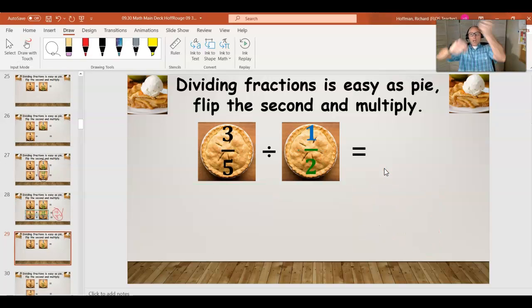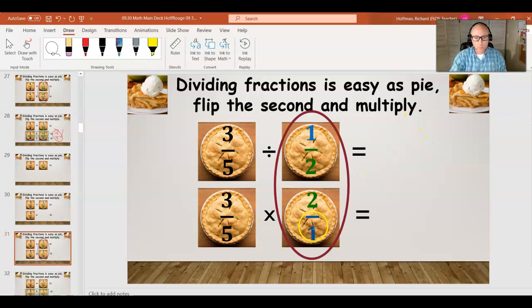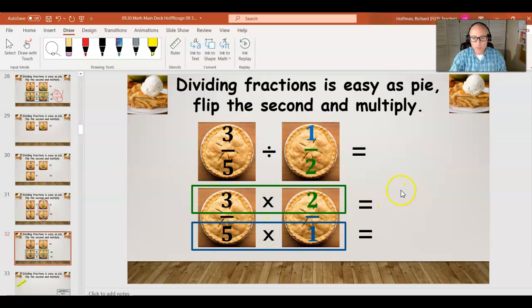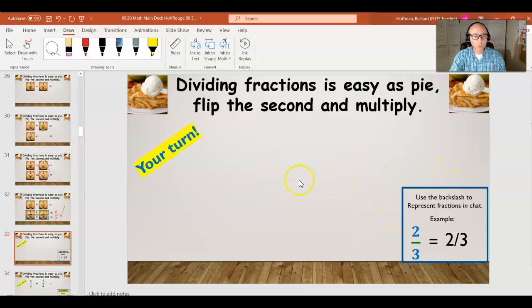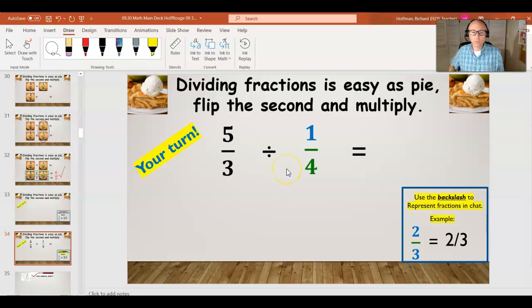What do we do? Dividing fractions is easy as pie. Flip the second and multiply. Let's do it. Flip the second, multiply. 3 times 2 is 6. 5 times 1 is 5. That's the level we're going to take it to right now. Your turn. Dividing fractions easy as pie. Flip the second and multiply. So pause the video right here. Solve this problem, and then restart the video and let's see how you did.